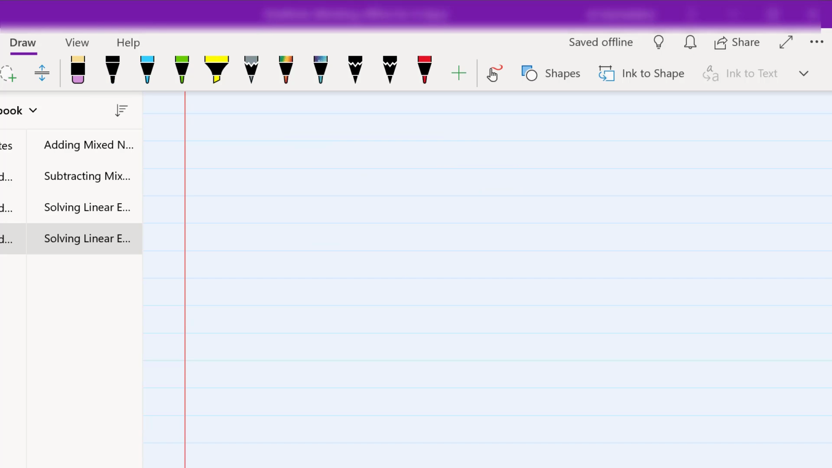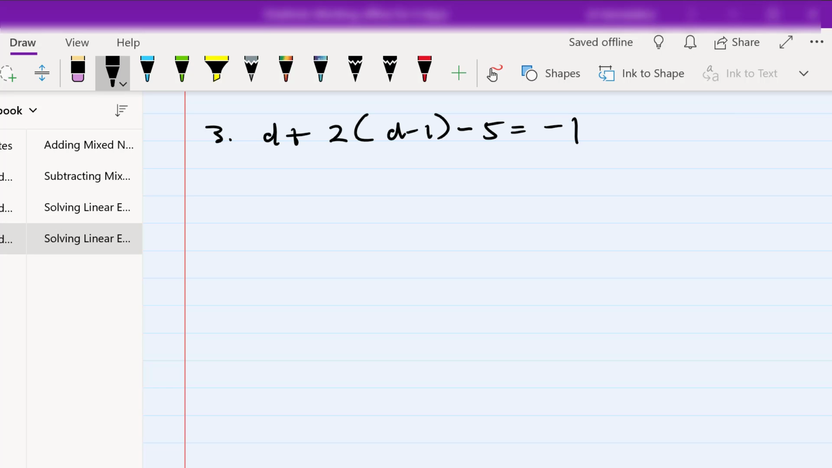Moving on to number 3. Suppose I had d plus 2 multiplied by d minus 1, subtract 5, and that's all equal to minus 1. D can be our distance, for example. It's just a variable, it's an unknown. And the question is to solve for d.